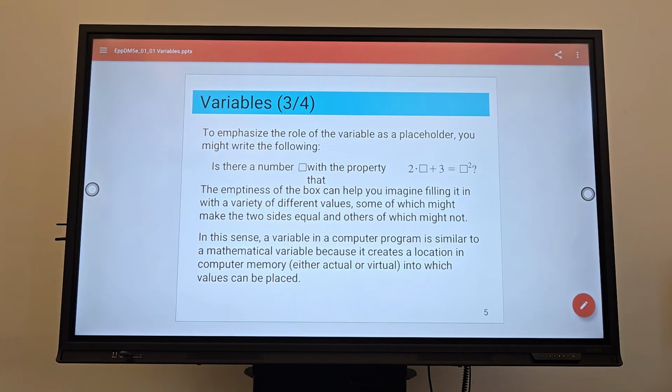This slide talks about the use of a variable as a placeholder. You can think of it as a box. The box can be any value or a particular value that you're not aware of yet. So you solve for the box. In this sense, a variable in a computer program is similar to a mathematical variable because it creates a location in computer memory, either actual or virtual, into which values can be placed.